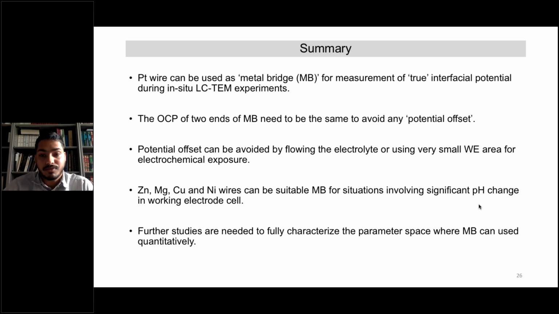And if you're using a flow or using a really small surface area of working electrode, then you will not have any such problem. For applications outside TEM electrochemistry, you can think of many more alternatives as your metal bridge. But again, there is a lot to do, and we still need to fully characterize the parameter space where the metal bridge can be quantitatively used.